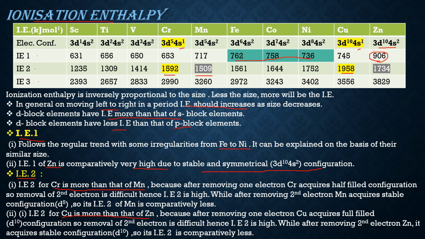On the other hand, in case of zinc, we see that the ionization enthalpy is 1734, that is comparatively low. Now what is the reason? Because after removing one electron, the configuration is 4s1, and if we remove one electron from s, then it acquires the stable d10 configuration, due to which its second ionization enthalpy is less.